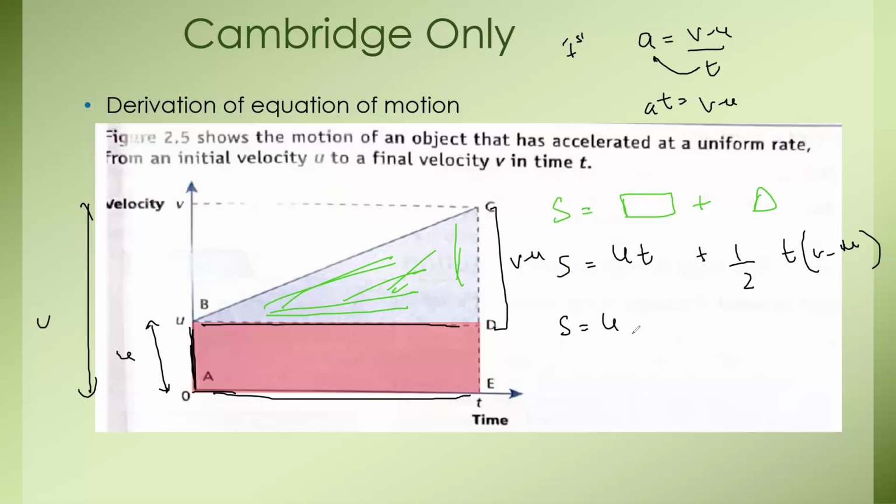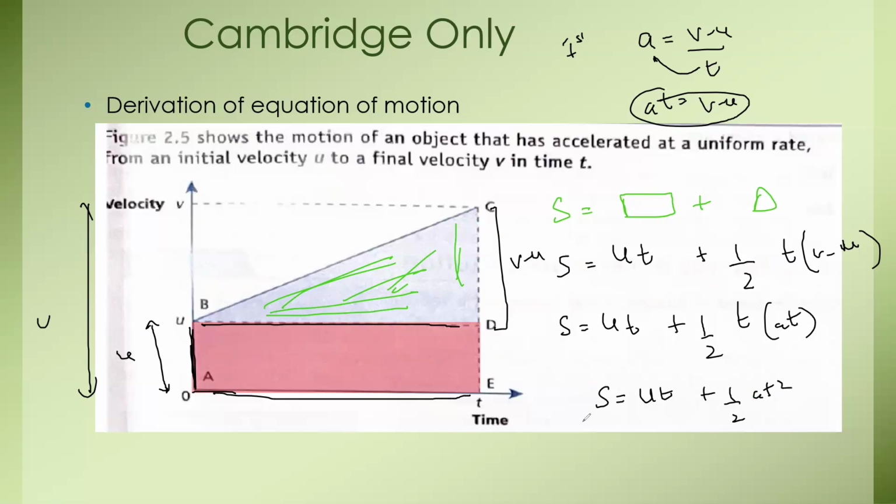So this is ut plus half t, and what is the value of v minus u? The value of v minus u is a into t. So we can substitute a into t. When we further simplify, it will be ut plus half at square. So that will be the third equation of motion.